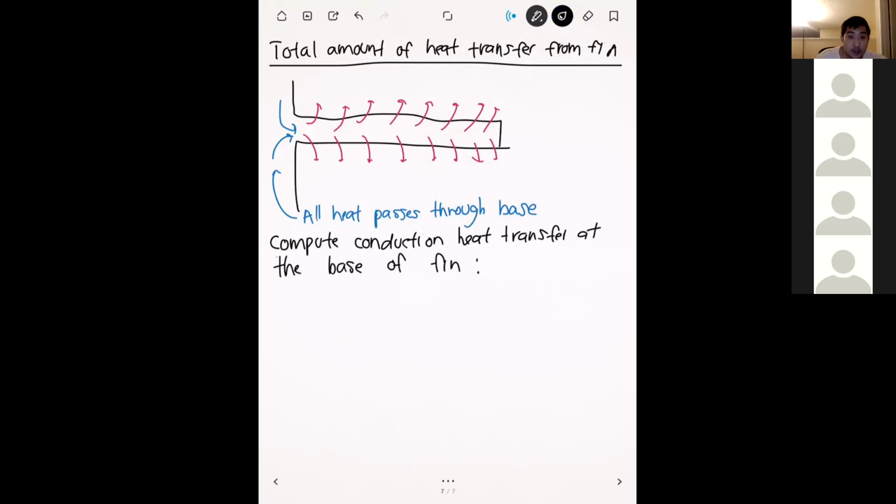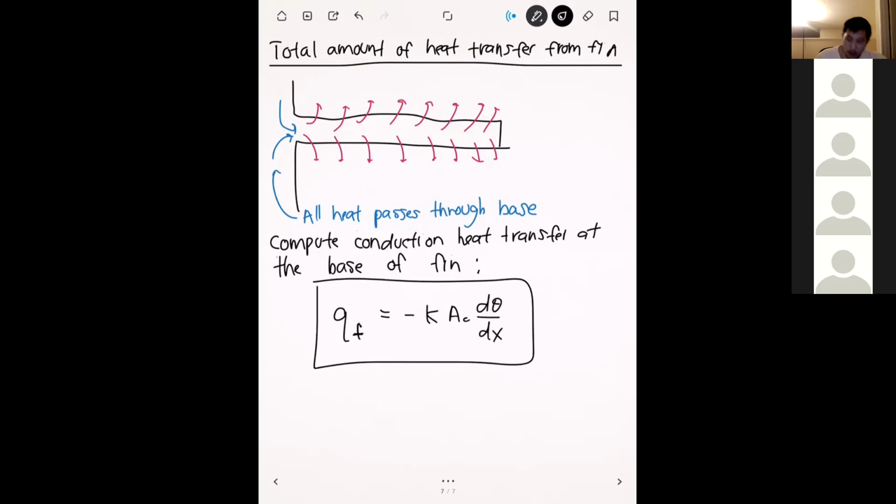Basically, we're going to compute this. We can say that QF, where QF is the heat transfer from the fin, is equal to minus K AC d theta dx, where we're basically just applying Fourier's law here. We have the thermal conductivity of the fin, the cross-sectional area, and the derivative of the temperature distribution. And this is going to be evaluated at x equal to 0, which is the base of the fin.